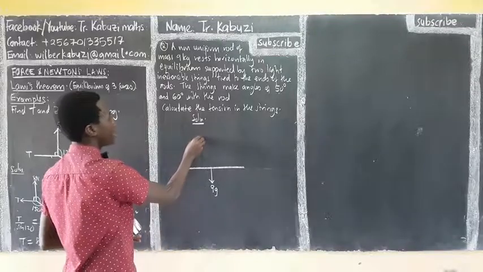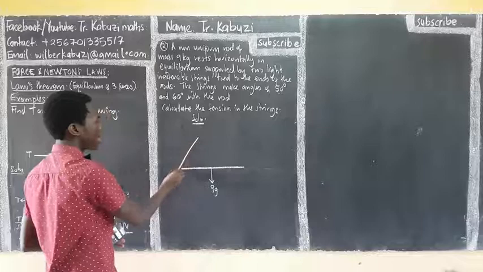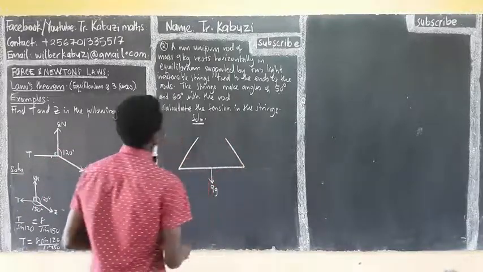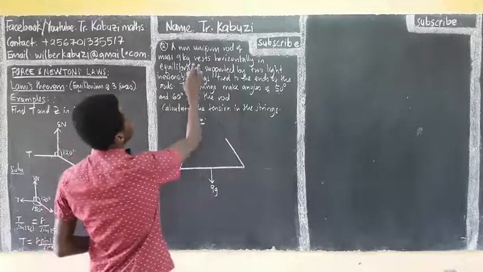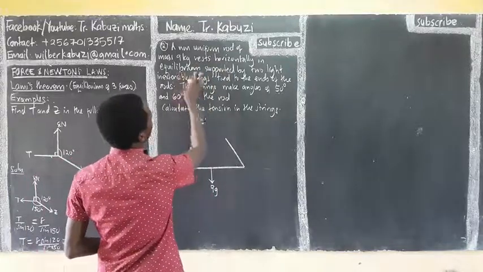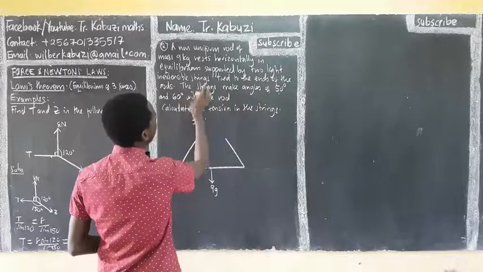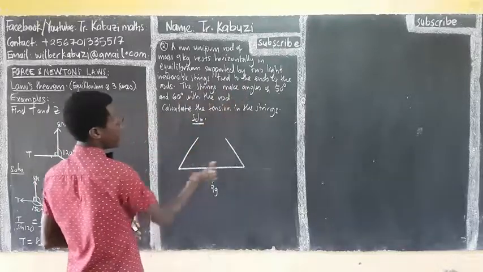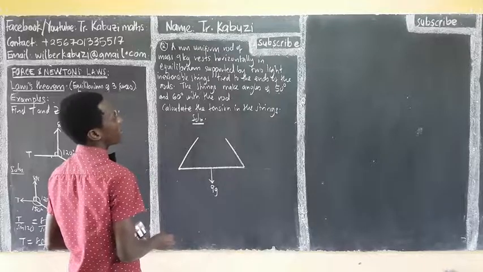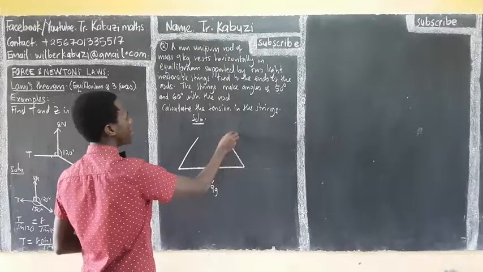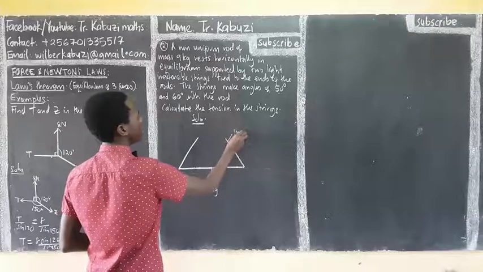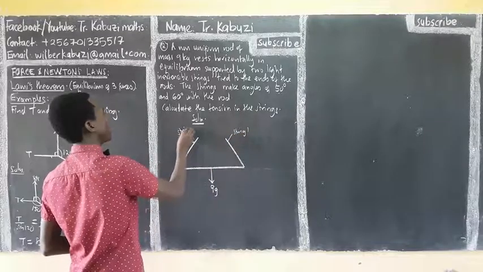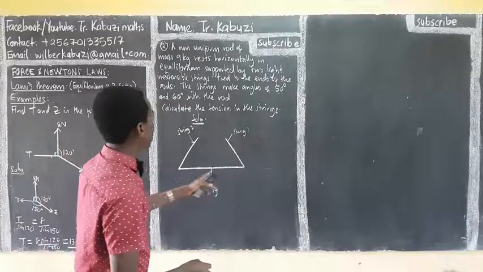Supported by 2 inextensible strings, so I'm going to consider this as one string, and then I'm going to consider this as the second string. So 9 kilograms rests horizontally in equilibrium, supported by 2 light inextensible strings tied to the ends of the rod. So this one is going to be string 1, and this will be string 2. So they are supporting this.